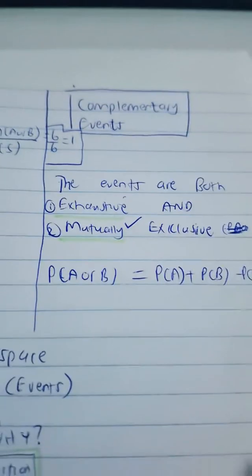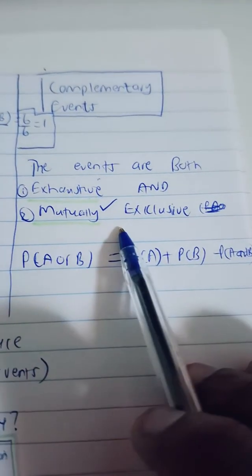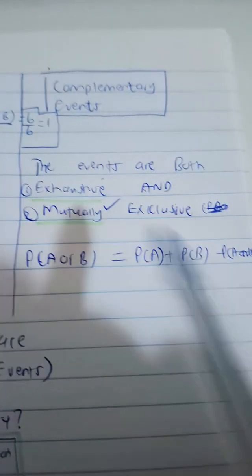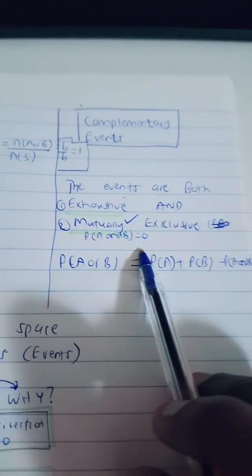Let me see if people still remember. When an event is mutually exclusive, why is it again that it's mutually exclusive? It's because of what? Alright, I love Inez, thank you so much. P(A and B) is equal to 0.